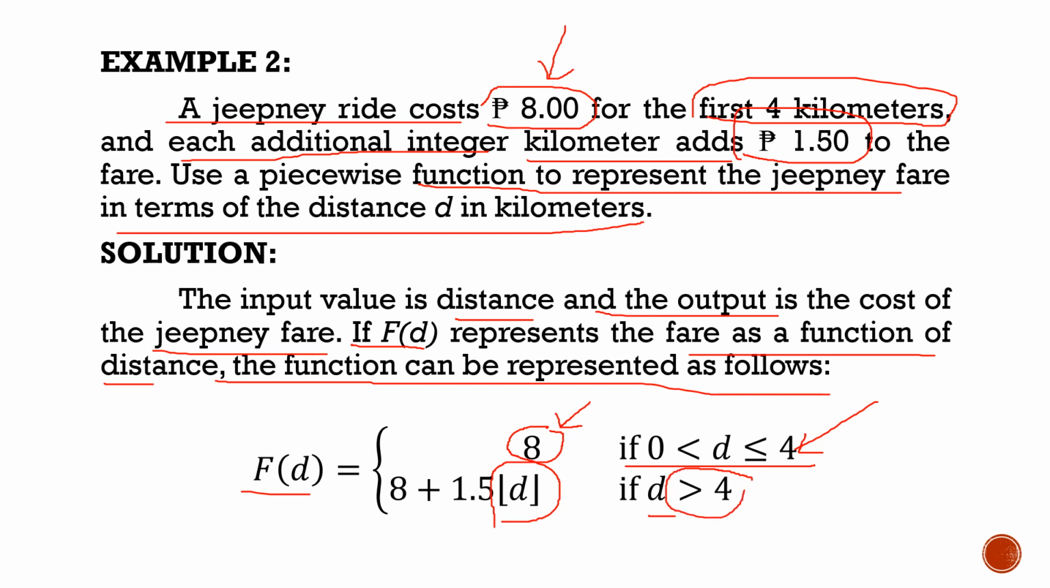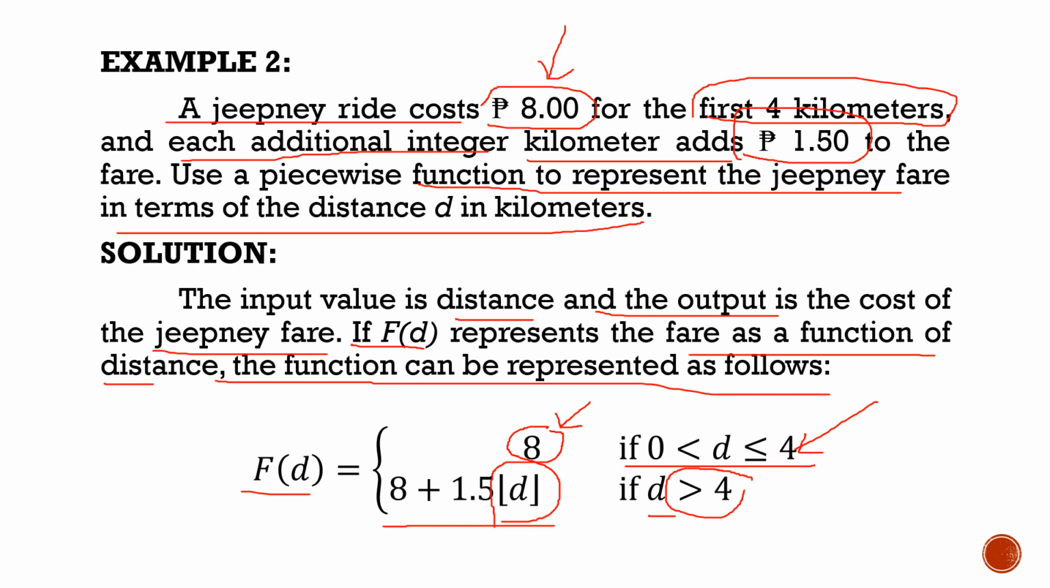Since we have a fixed fare of 8 pesos for only the first 4 kilometers, the function 8 plus 1.5 multiplied by the floor function of d will represent the fare if there is an excess, or if we go beyond 4 kilometers. If we travel, for example, 6 kilometers, then we multiply the excess by 1.5, since there's a given value here, 1.5, for every additional kilometer that we travel.